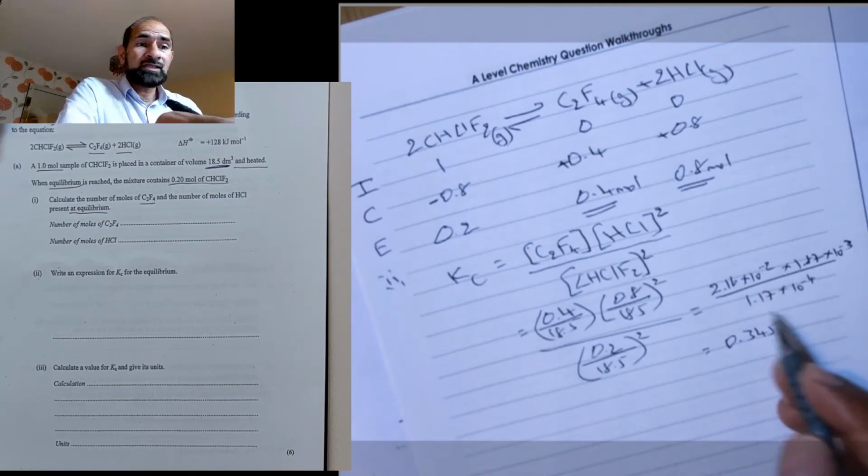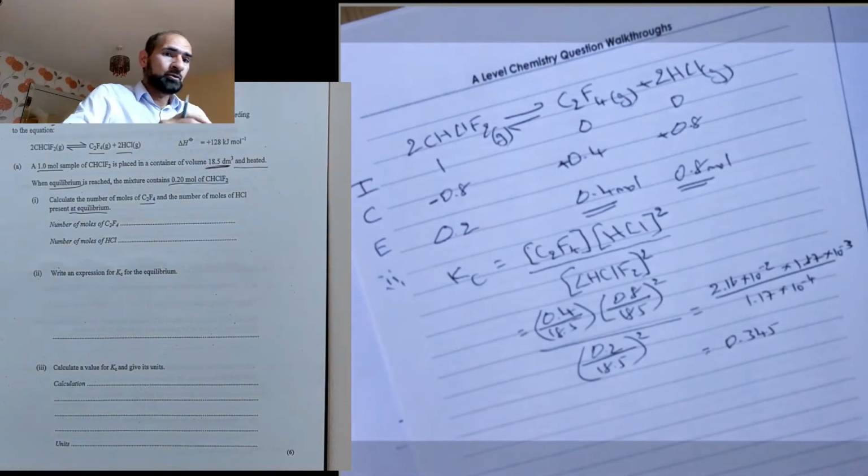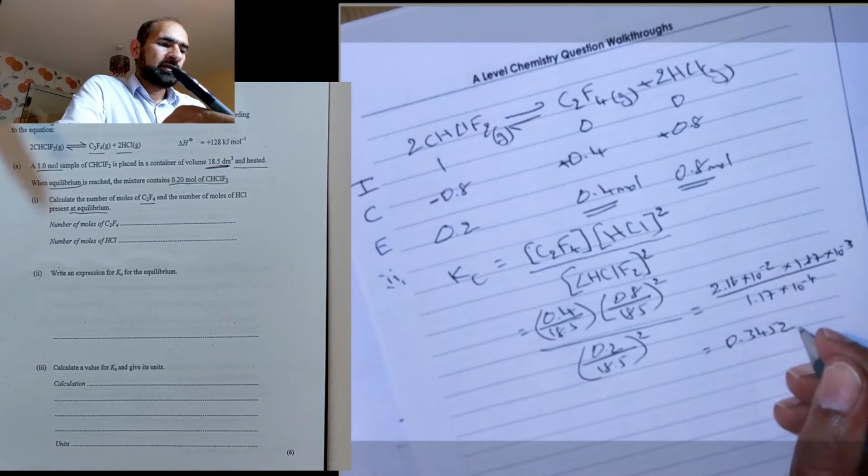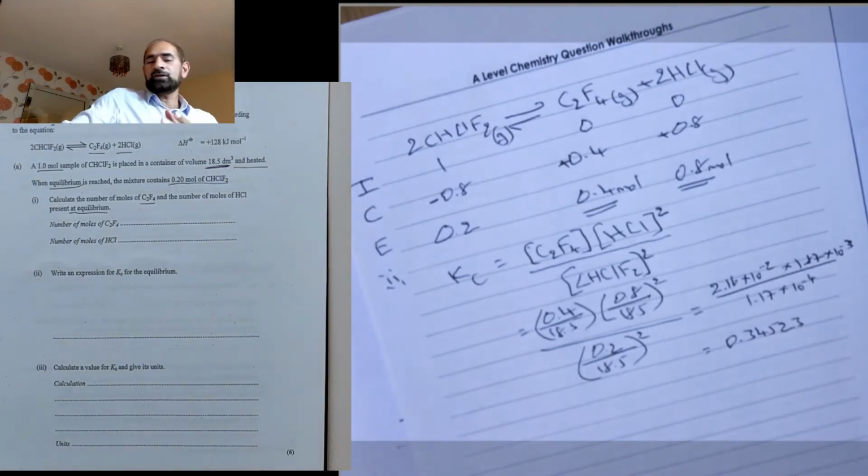Well, when I work this out, what does it come to? It comes to a lot more than 0.345. It comes to 0.3452 and so on. It continues. The question is, how many significant figures?